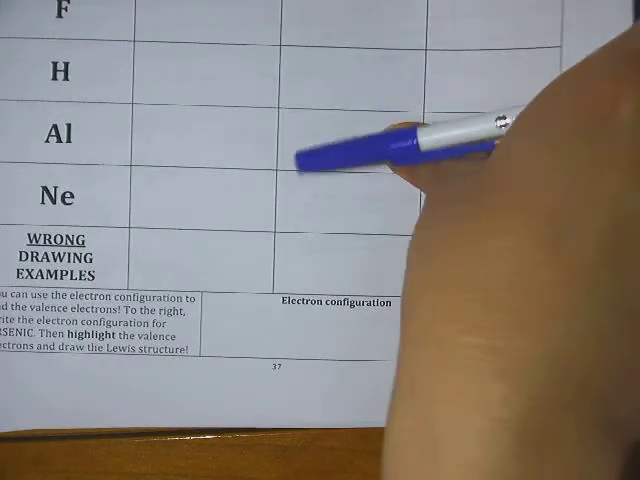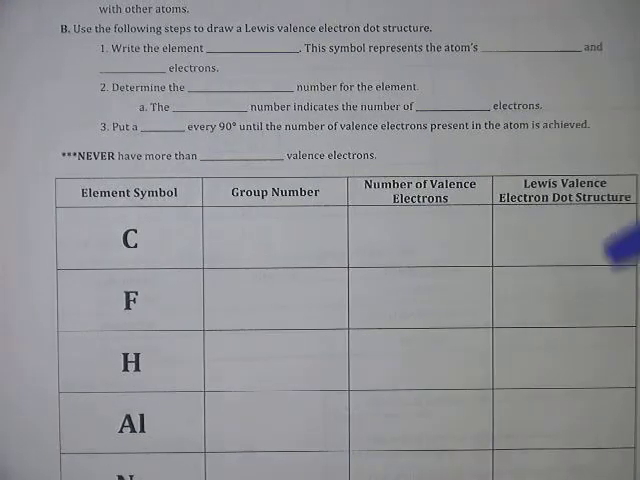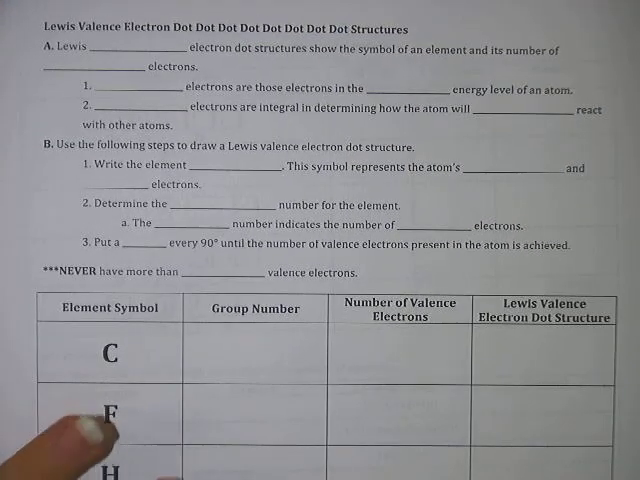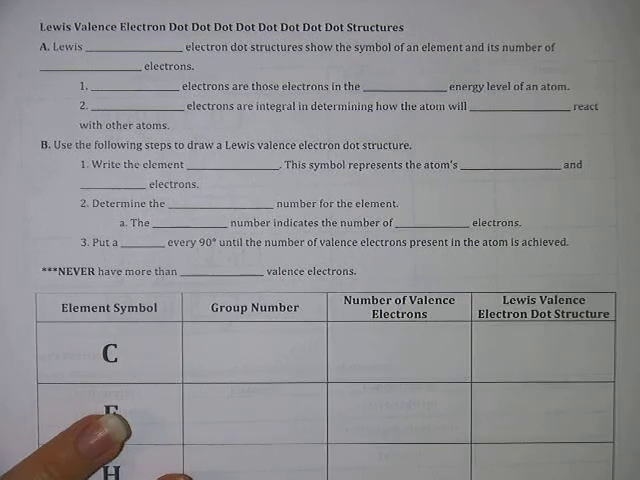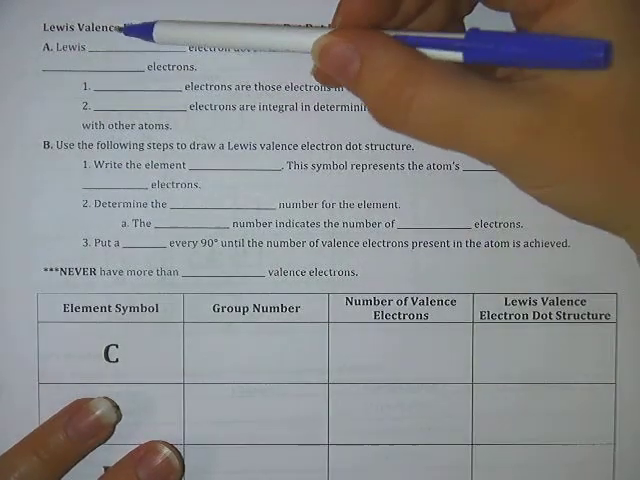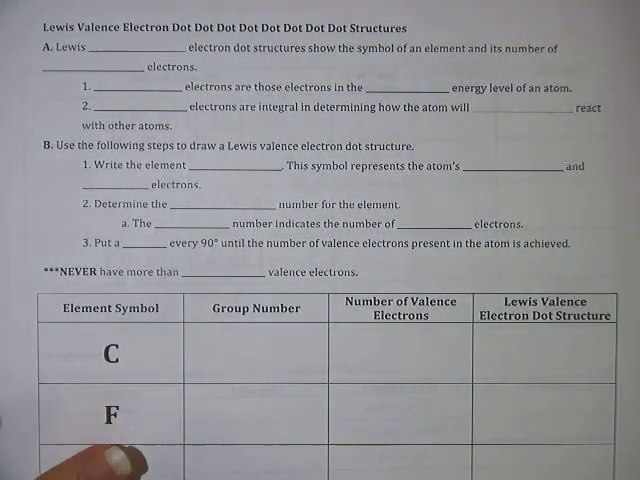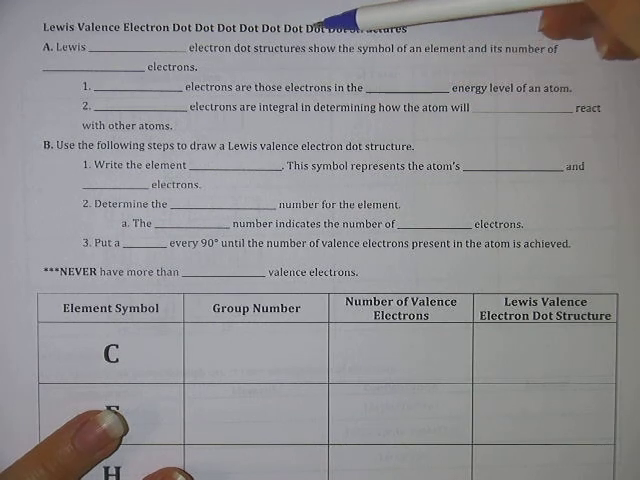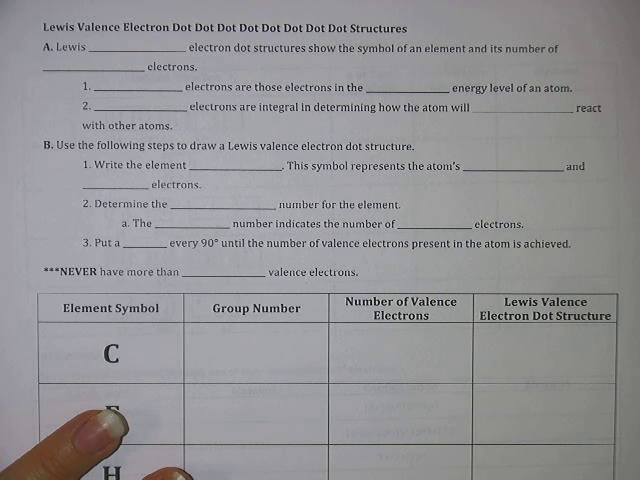All right, and at this point, if you have unpaused the video, go to page 36. Page 36 is about Lewis valence electron dot structures. Dot, dot, dot, dot, dot, dot, dot, dot. We put 8 dots there because sometimes you draw up to 8 dots.